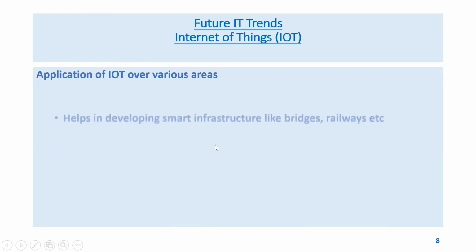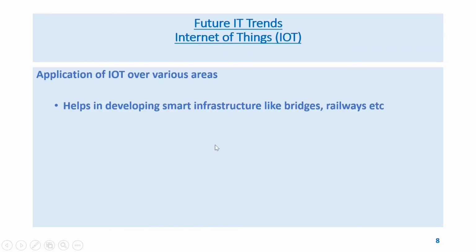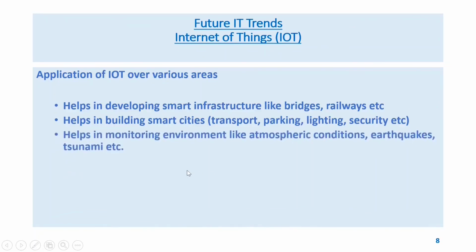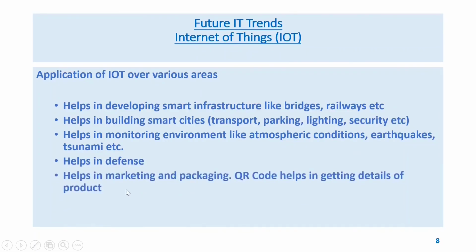Application in more areas. Helps in developing smart infrastructure like bridges, railways, etc. Helps in building smart cities, transport, parking, lighting, security, etc. Helps in monitoring environment like atmospheric conditions, earthquakes, tsunami, etc. Helps in defense. Helps in marketing and packaging. QR code helps in getting details of the product.